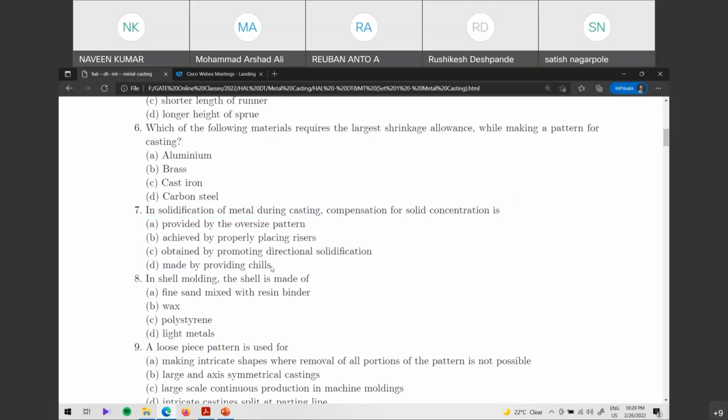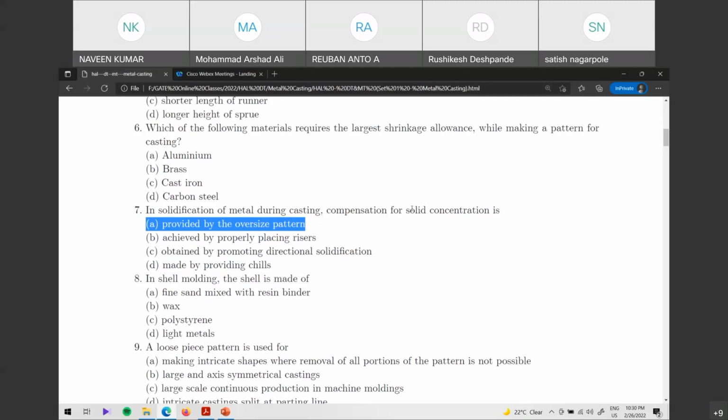Made by providing chills. Chills are provided, but they address liquid shrinkage, not solid shrinkage. Chills are also provided more for directional solidification rather than compensating for solid shrinkage. So C and D are irrelevant. A and B are relevant options, but A is the right answer.